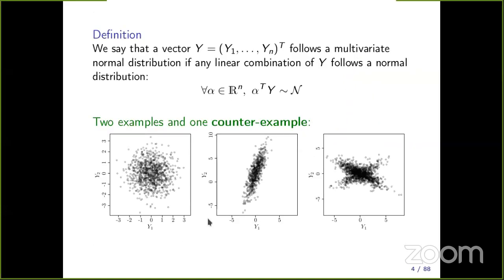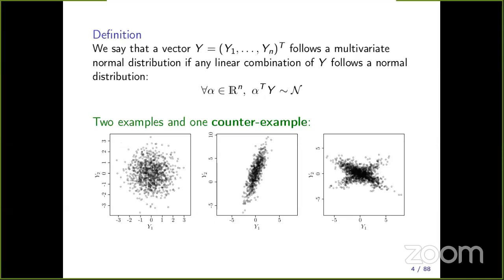Now if we move to multivariate random variables, we say that the vector follows a multivariate normal distribution if every linear combination of this vector is a random variable that is normally distributed. This is what is written here. Whatever the coefficients alpha that I pick, if I take the product alpha transpose times y, where alpha is a vector and y is a vector of random variables, then this gives me a univariate random variable that has to be normally distributed. This is the definition of a multivariate normal distribution.